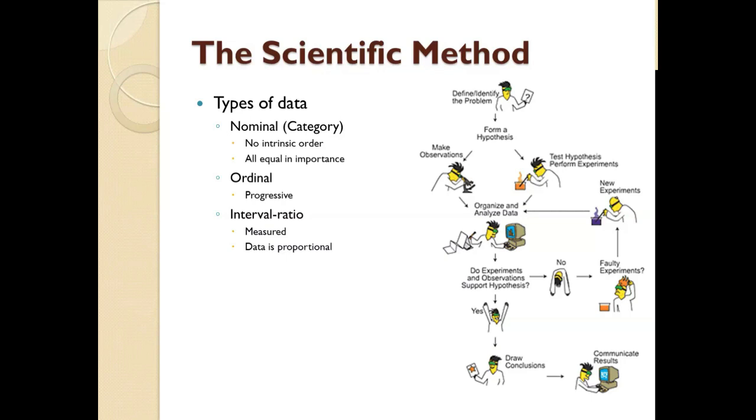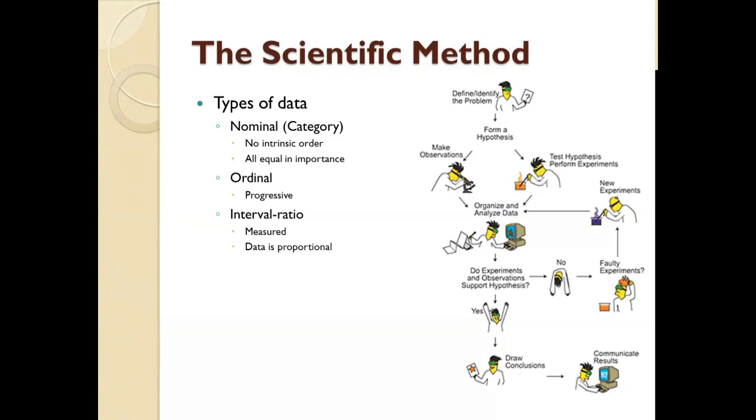The ordinal data set, however, is progressive. There's order in these numbers. So perhaps you're looking at the dosage of a medicine at 1 milliliter, 2 milliliters, 3 milliliters. And so there's going to be some sort of linear flow here.